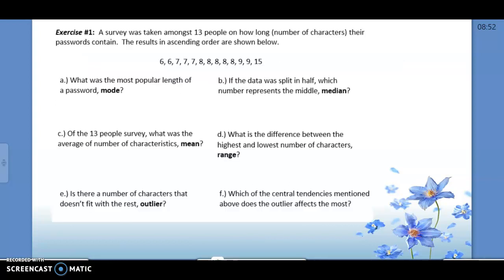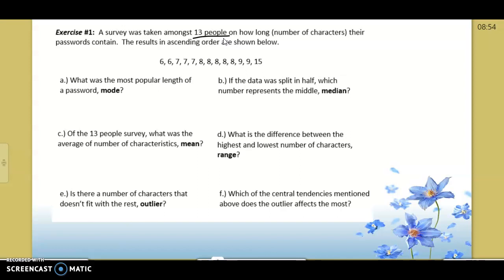All right, so like I said, to learn about this, we're just going to dive into it and look at a real example and use the words as we go. A survey was taken amongst 13 people. Always important to know how many people we're discussing here. So in this case, we're talking about 13 people and their passwords. The results are in ascending order, which means they're getting bigger. So they start with the smaller numbers and then they get larger.